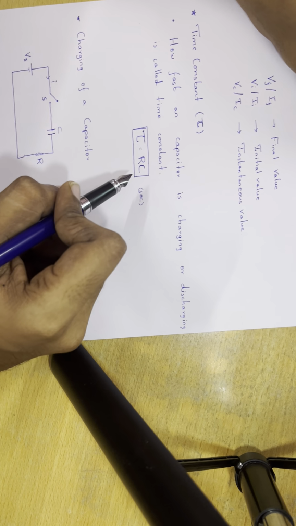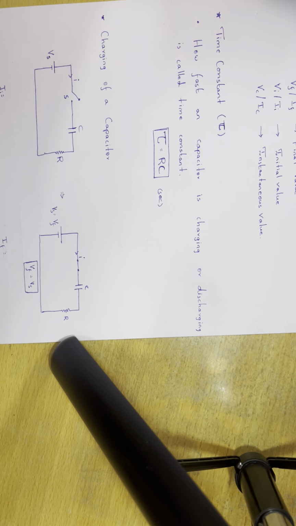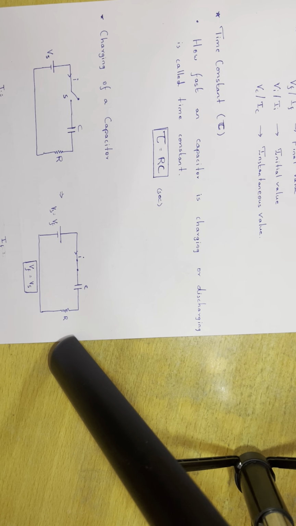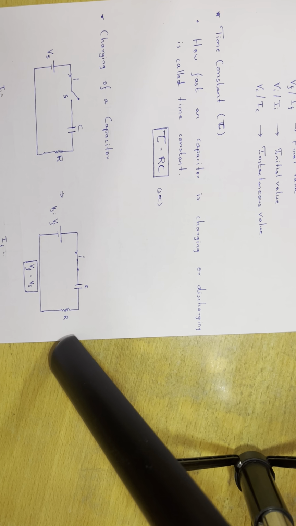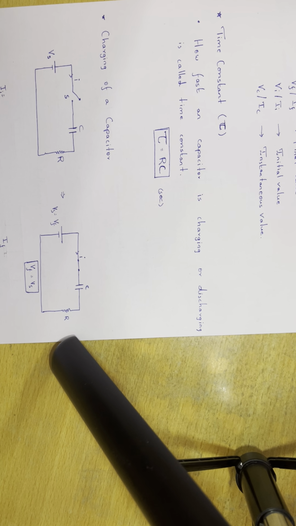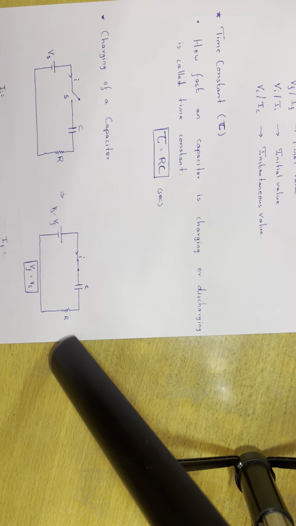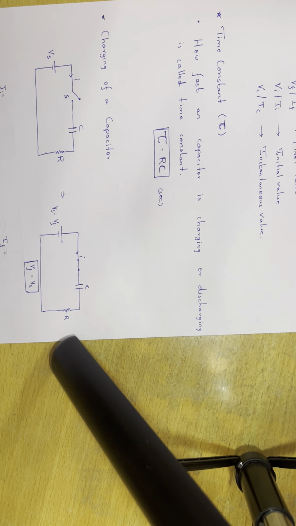So what is the time constant? The time constant tells how fast a capacitor is charging or discharging. Tau is equal to RC, that is resistance into capacitance. The SI unit of tau is seconds.